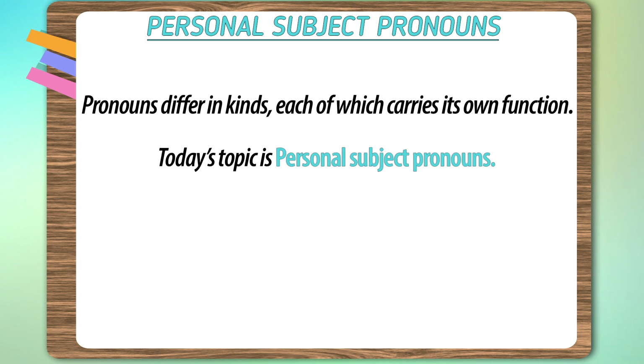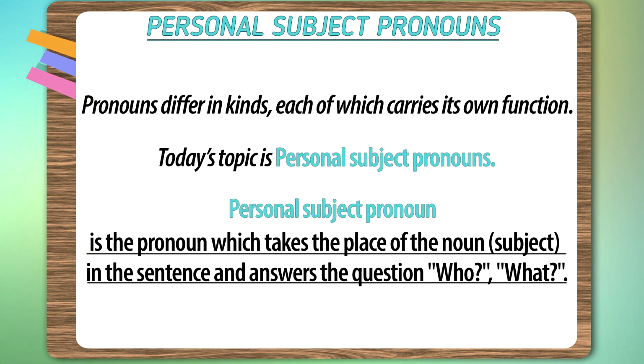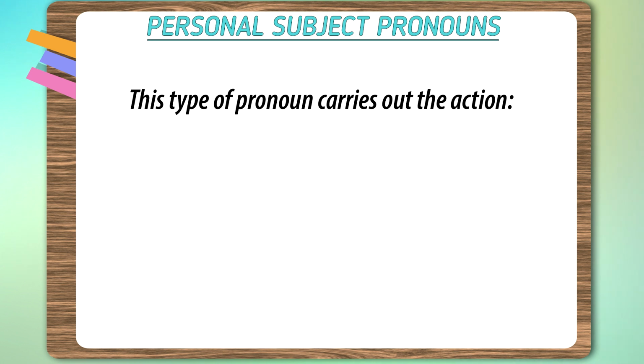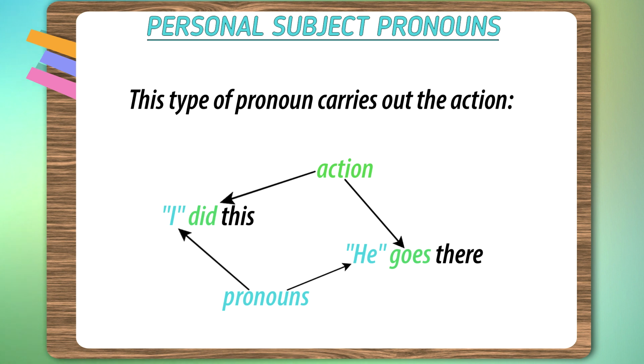What is a subject pronoun? Personal subject pronoun is the pronoun which takes the place of the noun, the subject, in the sentence and answers the question who or what. Here, everything is clear. This type of pronoun carries out the action. I did this. He goes there, and so on. Subject personal pronouns can be singular or plural. They can be masculine, feminine, or neutral gender.